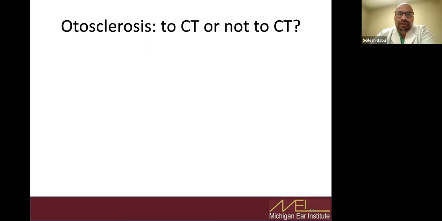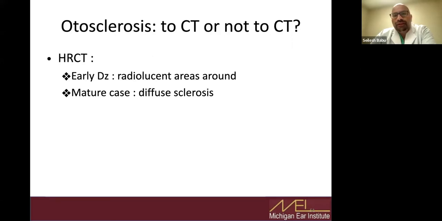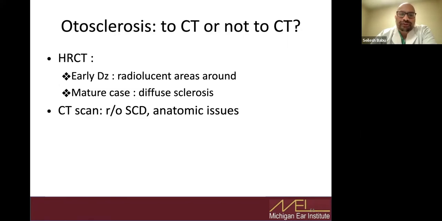evaluation? And the other question that comes up is whether or not you should obtain CT scans in patients with otosclerosis. I think it does show some signs of radiolucence in the early diagnosis. You can then see sclerosis that occurs, and it can be diagnostic, but more commonly, it'll be normal. And so the debate would be, are you getting the CT scan to rule out other problems?